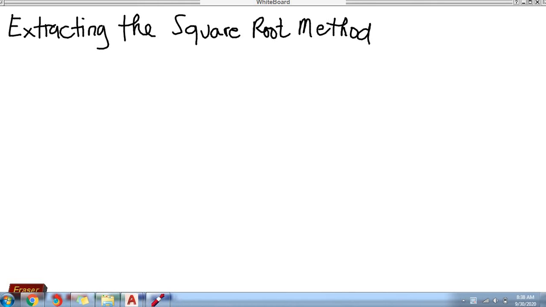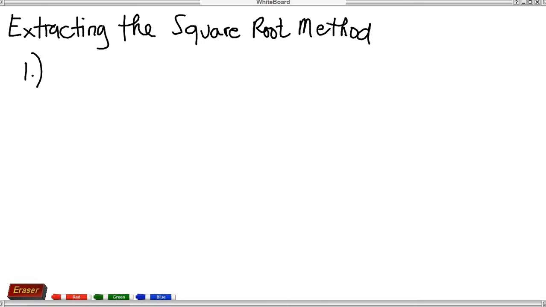So today we are going to discuss the extracting the square root method. This is in continuation with how you're going to solve a quadratic equation using the method of extracting the square root. So let's have an example. Example number 1: if we have, for example, (x + 1)^2 = 18, we are going to extract using the square root.